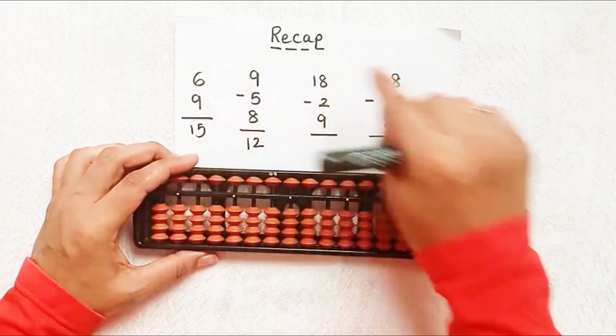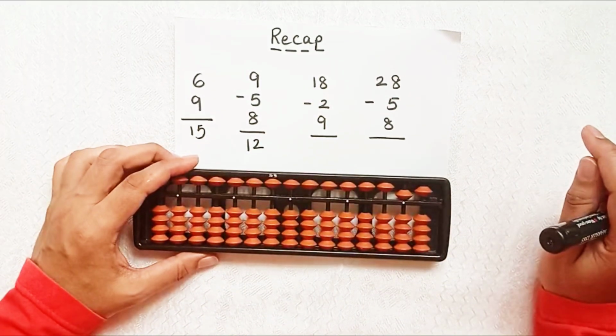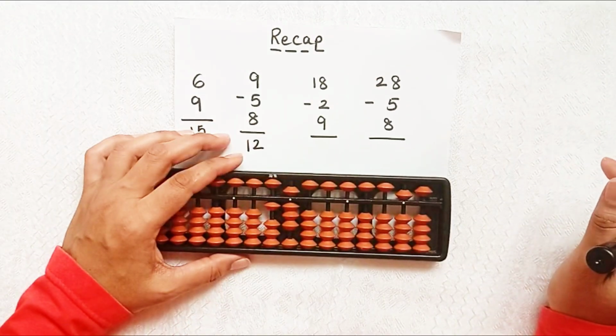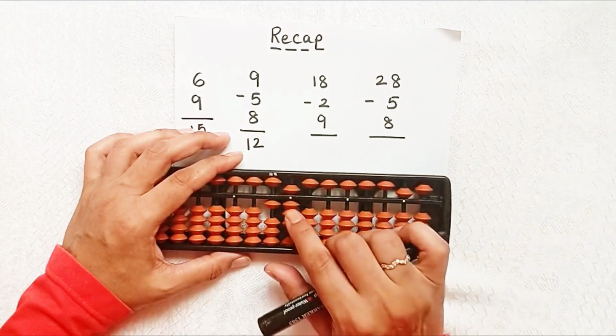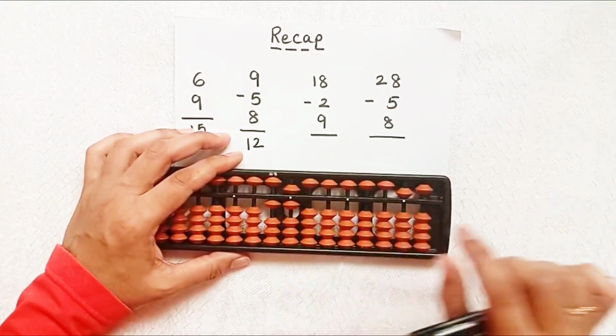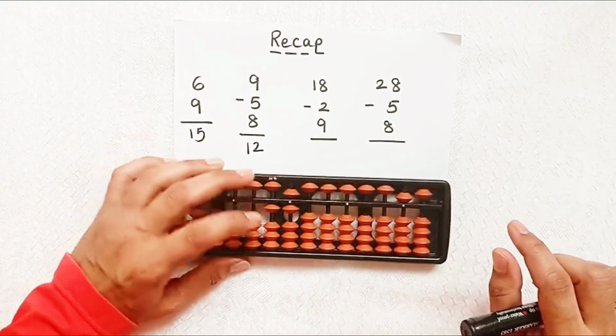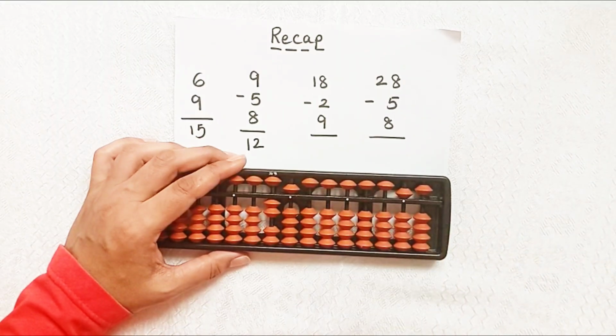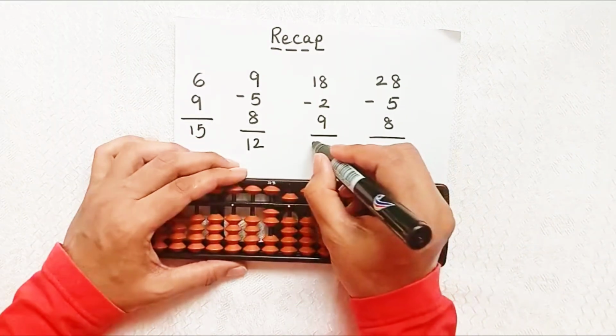Next one, 18 less 2. Add 9. Okay, how will I add 9? Again the formula. Add 10 less 1. So my answer is 25.